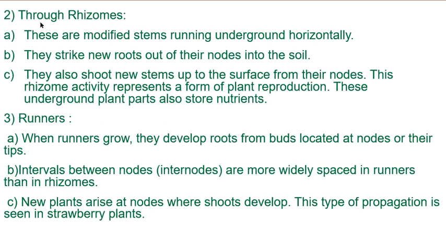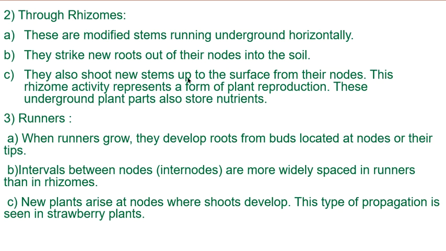Moving forward, through rhizomes: these are modified stems running underground horizontally, meaning they are growing parallel to the ground underground. They strike new roots out of the nodes into the soil. Fine. If it grows, it will need to grow roots also in order to get nutrients from the soil, and as a result the shoots will grow and the rhizomes will be healthier.